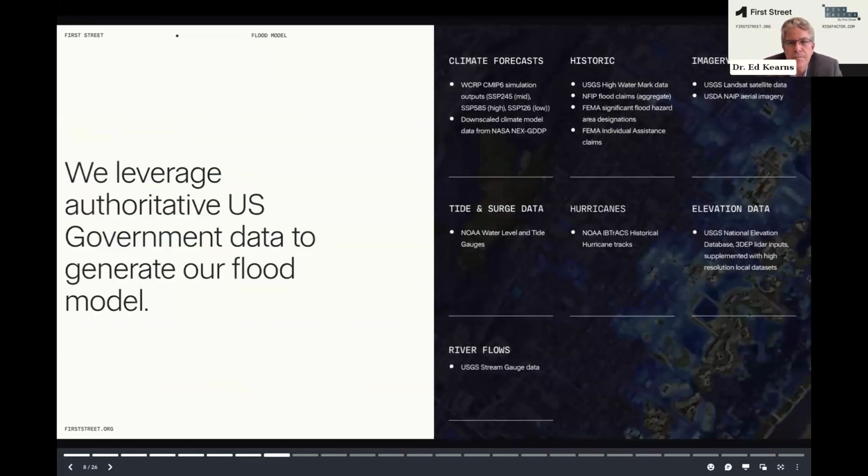The way that we drive this physically based model is it's very dependent upon quality inputs, and we use authoritative U.S. government data as much as possible. I used to work for the federal government for many years, and I was a big open data guy. There's a lot of value of open government data, of course, to industry and to the public. We are leveraging that value. We are using NOAA data, USGS data, NASA data, FEMA data, U.S. Army Corps of Engineers data, as well as the international community's World Climate Research Program's climate models.